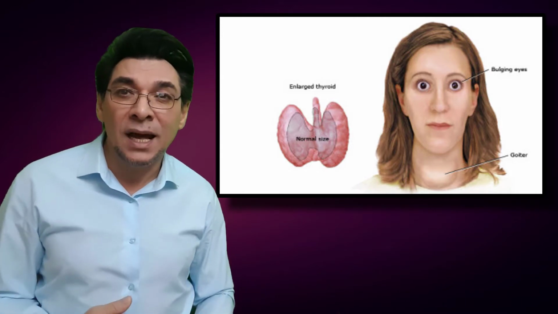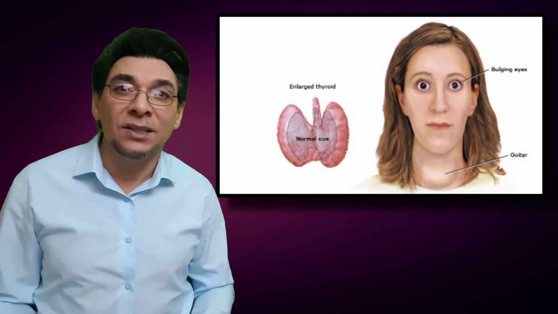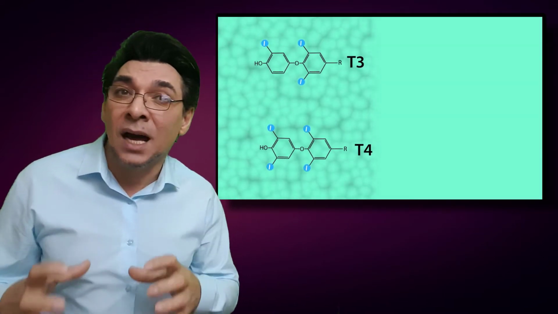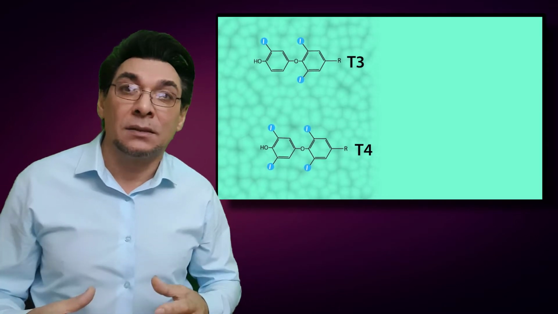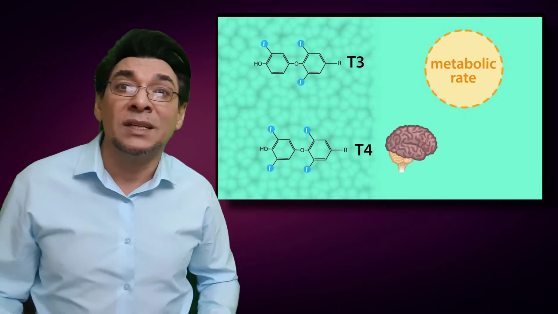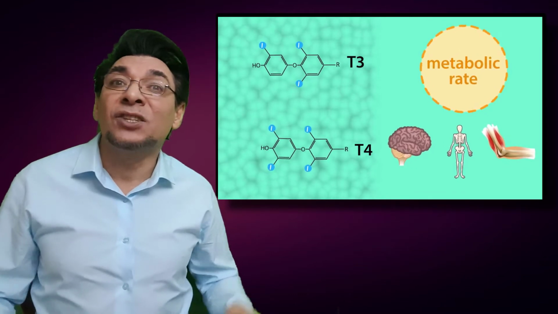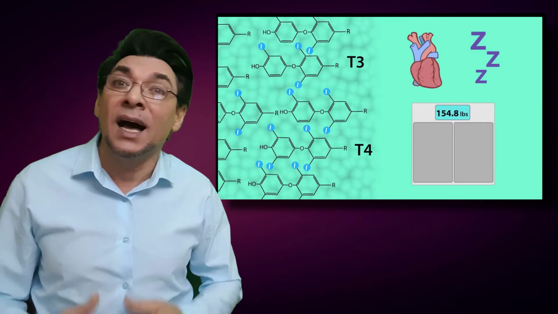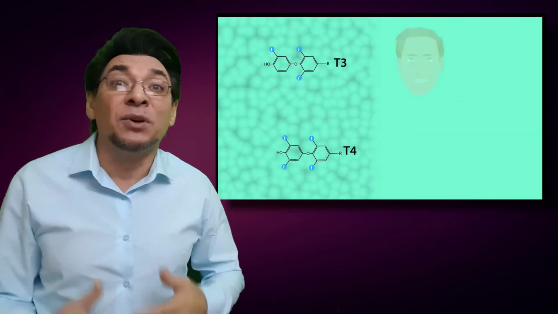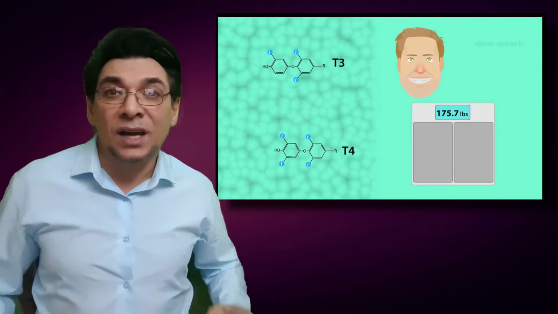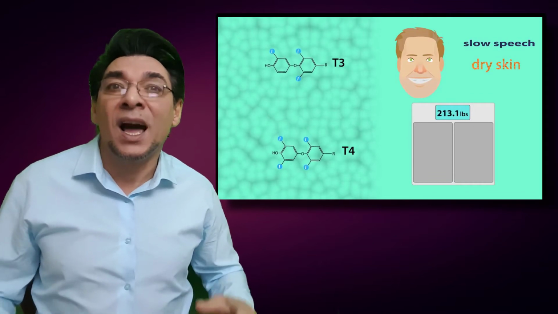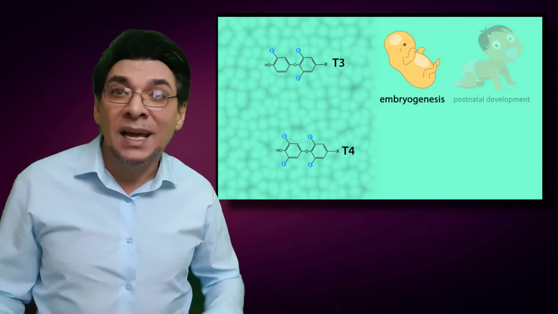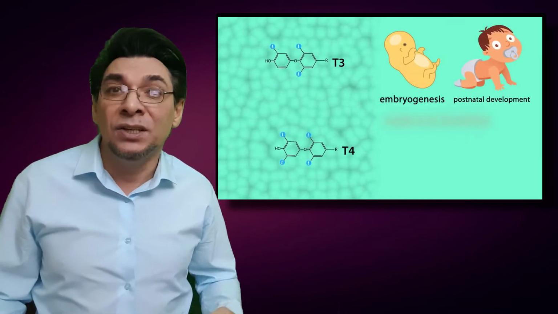The thyroid gland requires iodine to synthesize thyroid hormone. Iodine is taken up by the thyroid follicles. One thyroid hormone, called thyroxine or tetraiodothyronine, contains 4 iodine atoms and is abbreviated T4. The other thyroid hormone, triiodothyronine, contains 3 iodine atoms and is abbreviated T3.